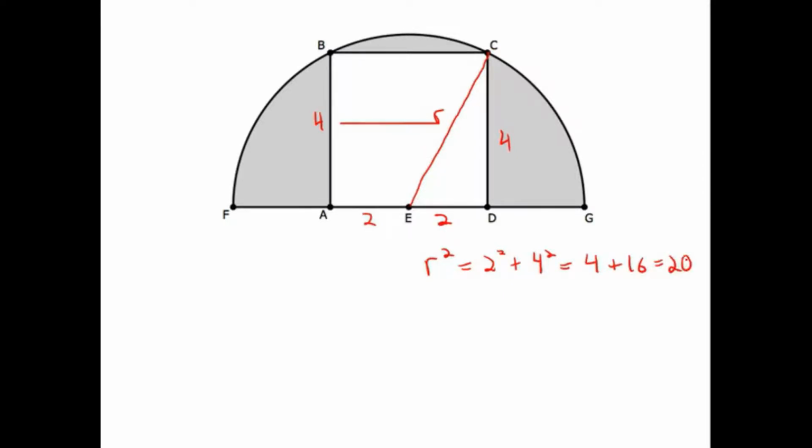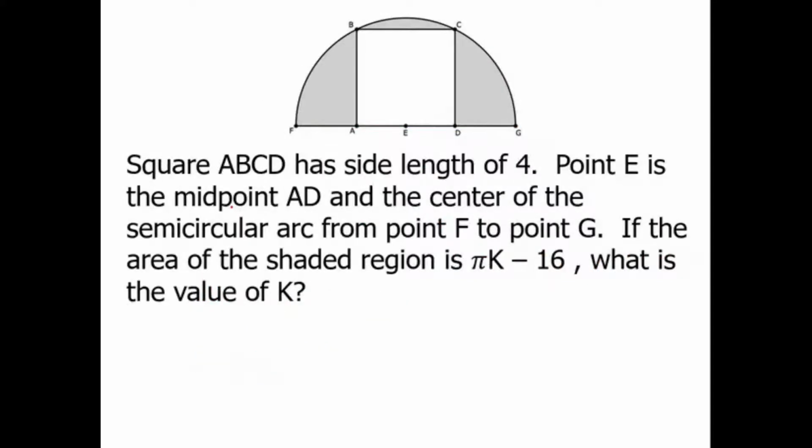We don't actually have to solve for r because we know that the area of the whole circle would just be pi r squared. And so that's going to be pi times the value of r squared, which is 20 pi. That's the area of the entire circle, but what we have here is a semicircle. So the area of the semicircle would be half of that, 10 pi. So the whole semicircle would be 10 pi, and then 10 pi minus the square, 10 pi minus 16, would be the area of the shaded region. And so we see that k has to equal 10.